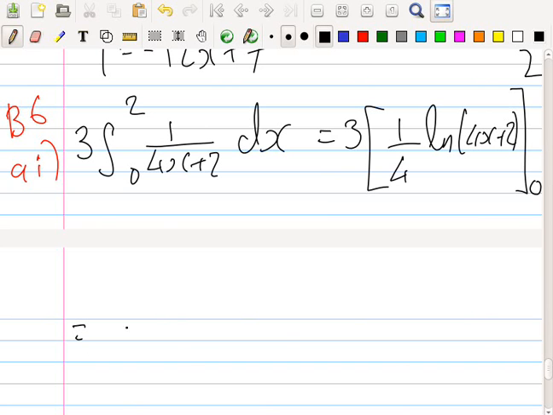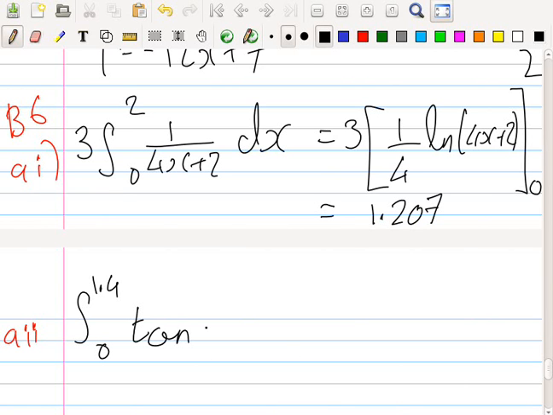Which equals 1.207. Next one, 1.4: tan x minus cos 2x.